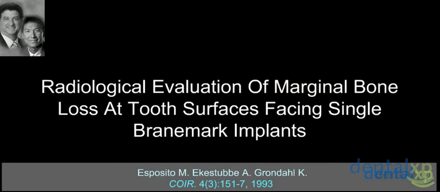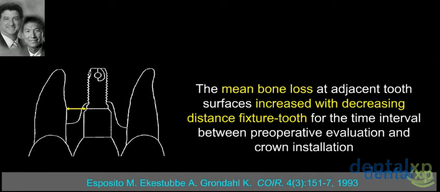Esposito started to show us that there was a problem as far back as 1993. If you look at Esposito's work, you start to realize that he showed that the closer the implant was, where the yellow arrow is, to the adjacent tooth, the more bone the adjacent tooth lost. In fact, if it was anything under 1.5 millimeters, he showed that the bone was starting to deteriorate radiographically on the adjacent tooth. And we just thought that was a surgical injury. We didn't even think about it.